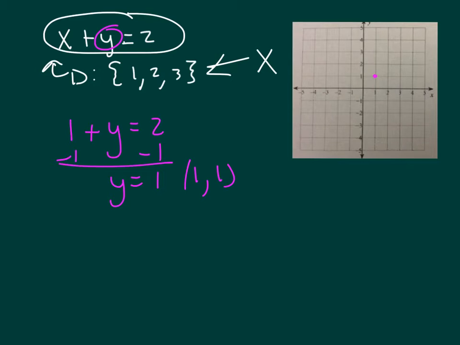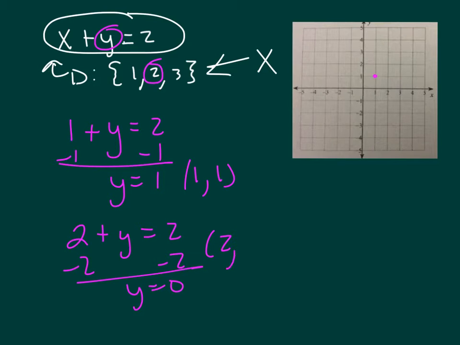The next one, I want to do when x is 2. So you get 2 plus y equals 2. Subtract 2, and you get y is equal to 0. So when you plug in 2 for x, you get a y value of 0. So at 2, 0, which is right there.